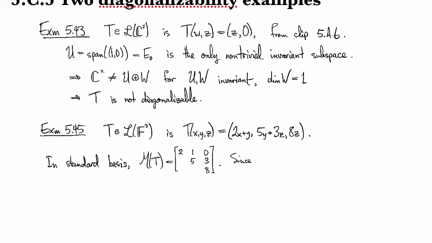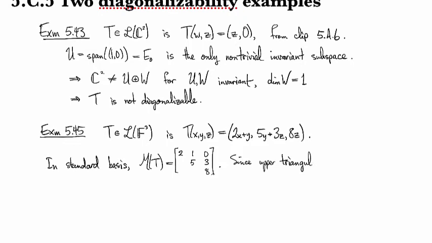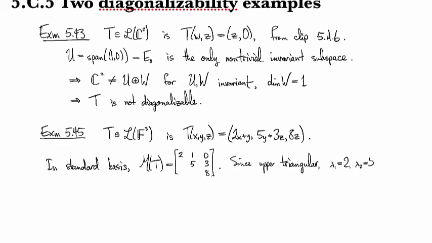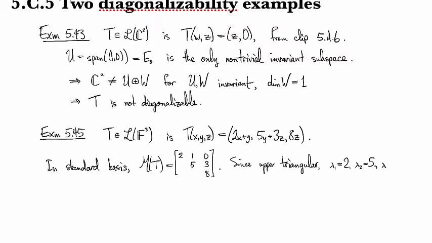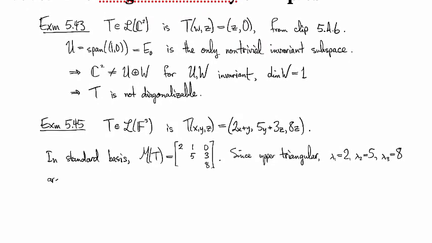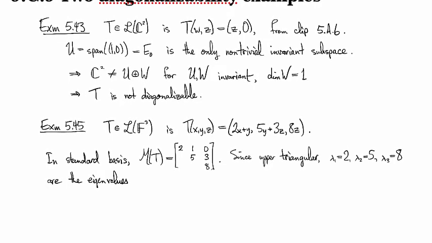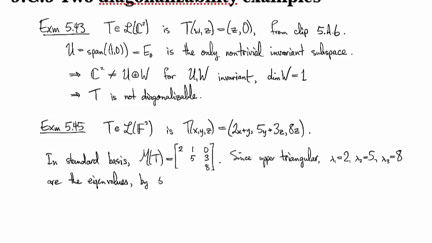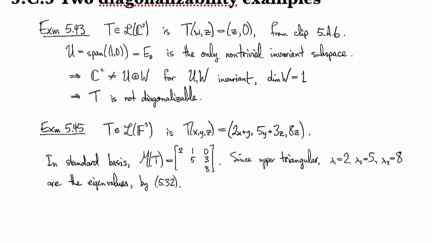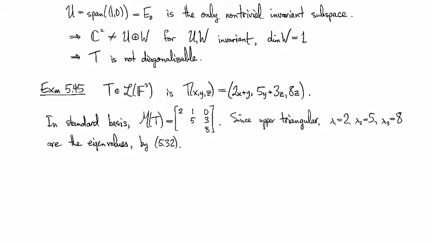And since it's upper triangular, we can read off the eigenvalues. They're 2, 5, and 8, just reading off the diagonal. And that's from 5.32. Okay, so now we can figure out how to diagonalize this matrix as follows.